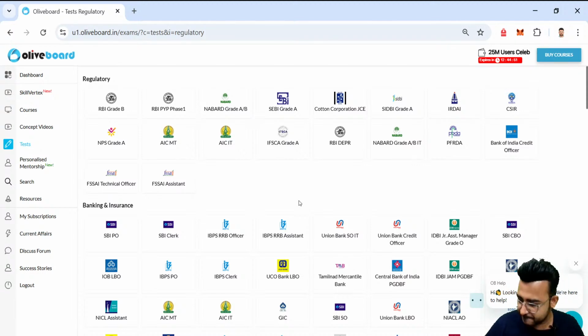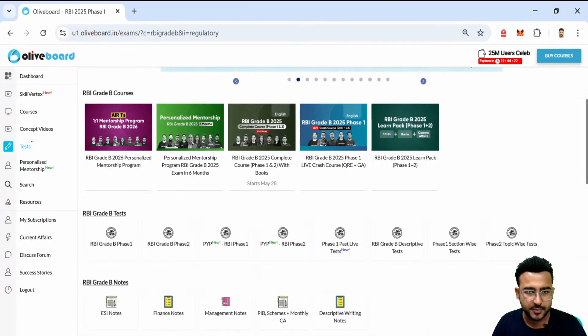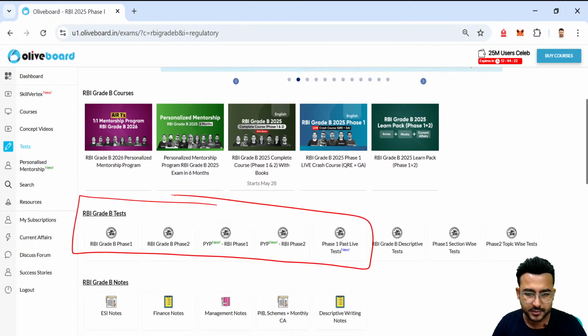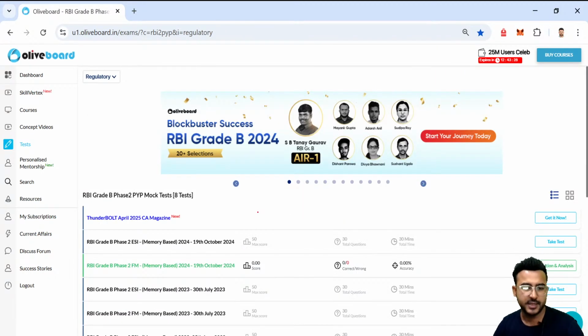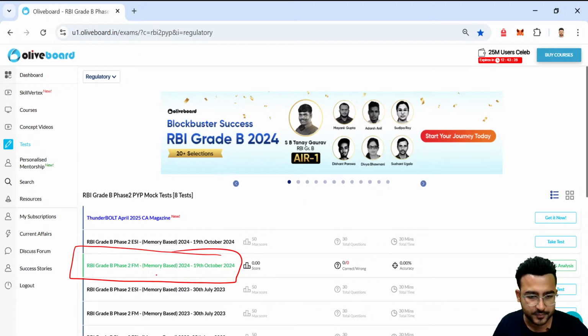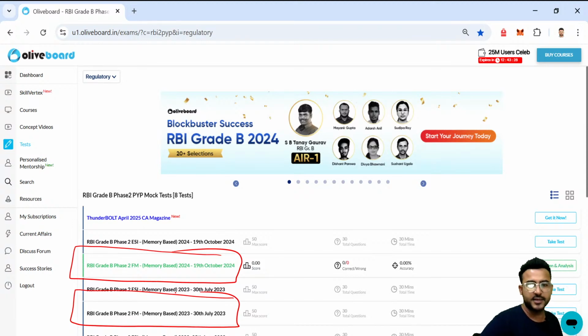Okay guys, so good afternoon everyone. Let's start now. If you have joined the paid course, you can definitely check out the test section. All the previous year questions you will be getting here related to the RBI Grade B examination, right? And in this particular lecture, I am going to discuss the 2024 finance part and 2023 finance part, right? So let's start the discussion quickly.